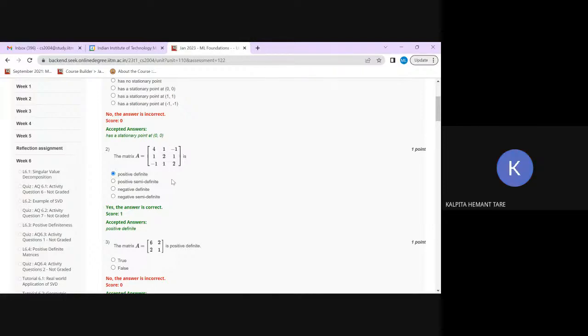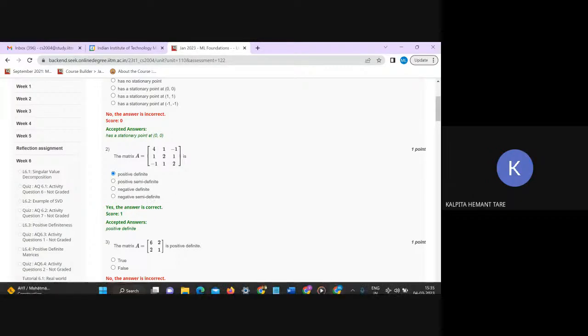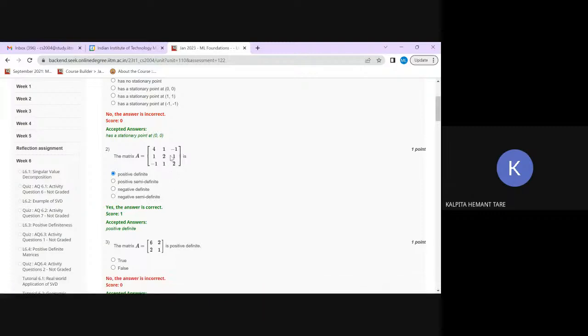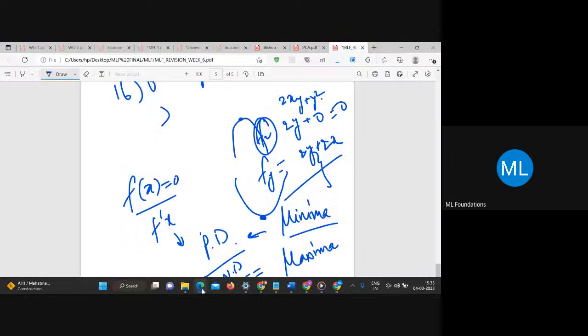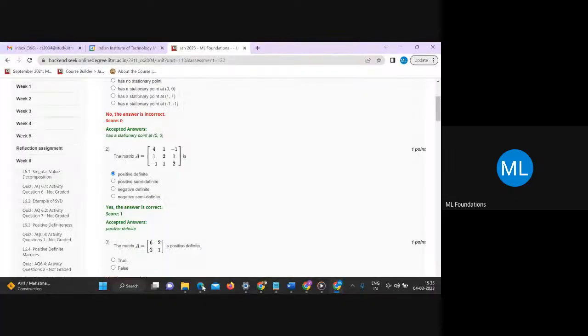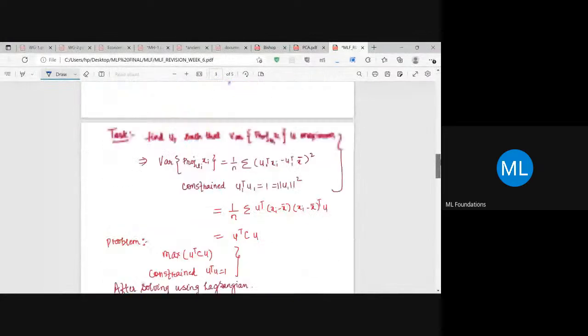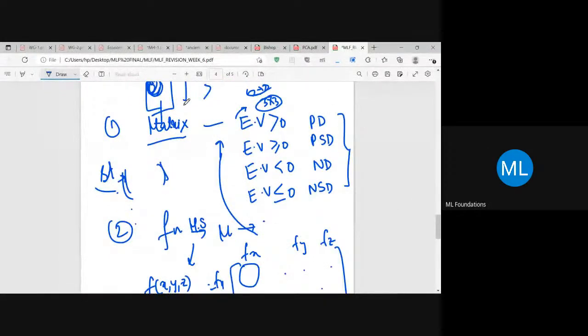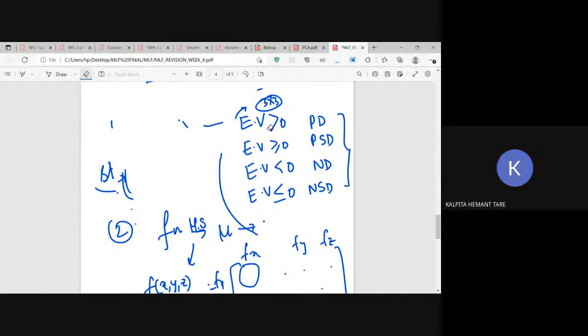Sir, I have a doubt. By determinant, we can say it is positive, but if it is positive semi-definite, then in that case one of the determinants will come zero. Yeah, correct. Okay, can you do this? Just tell me the values, row wise. 4, 1, minus 1.